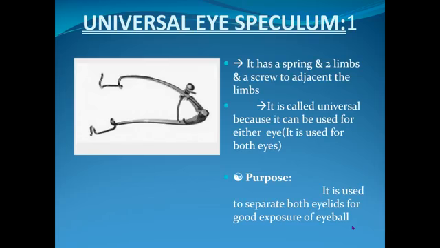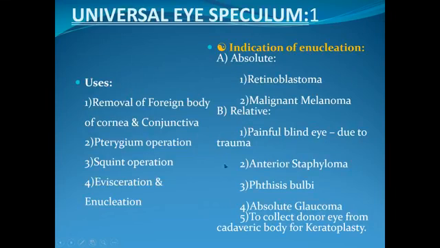Suppose there is any corneal foreign body you need to remove. So expose the eyeball, then remove. And uses: this is the really important removal of foreign body of cornea and conjunctiva. During pterygium operation, this instrument is used. During squint operation, the instrument is used, and during evisceration and enucleation. So these are the uses of the universal eye speculum.